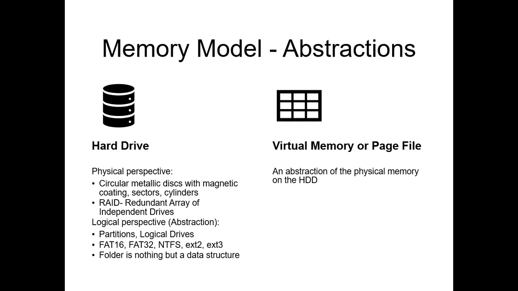So the partitions that you see, the C drive, the D drive, the logical drives, the file system, these are all abstractions. Okay? There is no physical division on the hard drive, that from here to here is the C drive and from here to here is the D drive. These are all data structures. Your file system, FAT32 and NTFS, or if you're using Linux, ext2, ext3, these file systems, they are all data structures. A folder that you create, a folder is nothing but a data structure.